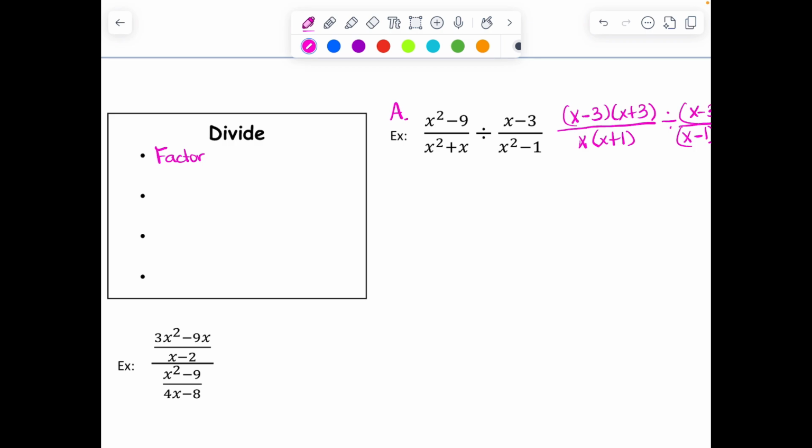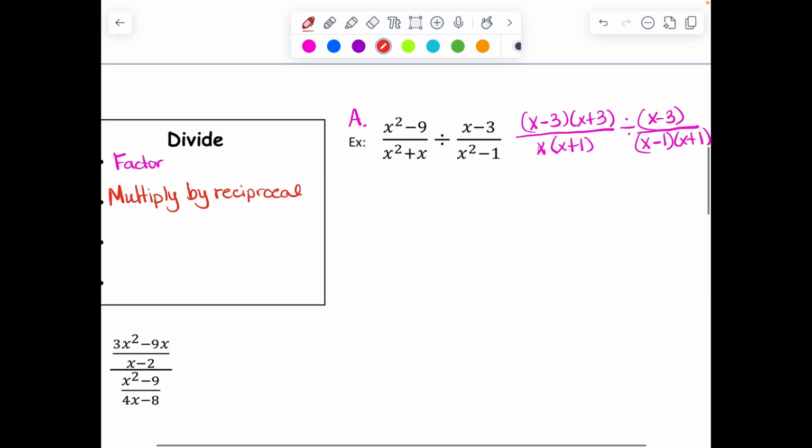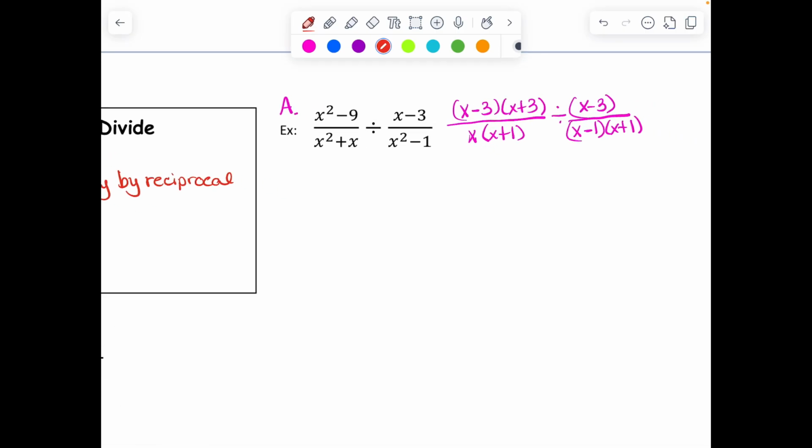Our second step is we multiply by the reciprocal. All right, so we're going to reset this up, and we're saying x minus 3, x plus 3, all over x times x plus 1, and we change our sign to multiply, and we flip what was the denominator, which now becomes the numerator, and vice versa.